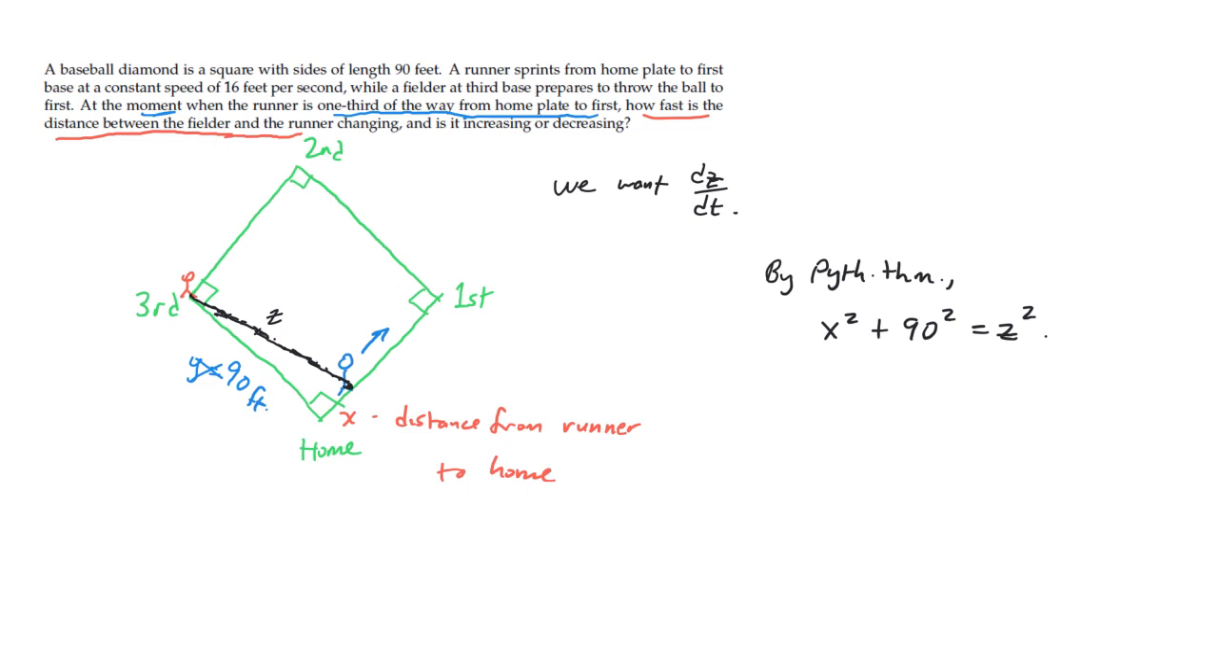All right, so by the Pythagorean theorem, I have x squared plus 90 squared equals z squared. And at this point, because I'm interested in finding dz dt, the rate of change of the distance with respect to time, I'm going to take the derivative of both sides of this equation because I know that each side of this equation represents a function of time, and they represent exactly the same function of time, which means their derivatives have to be exactly the same as well.